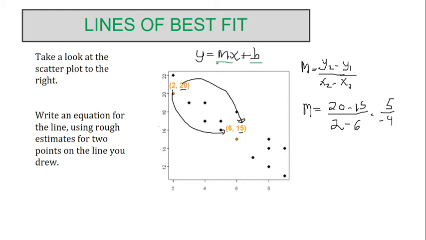So we've done step 1. We figured out what m was. Now we need a value for the y-intercept, the b. Remember, how we get that is by substituting into this equation the values for the slope and one of our points. It doesn't matter which point, as long as you use the x and the y from a single point and don't go in between points.